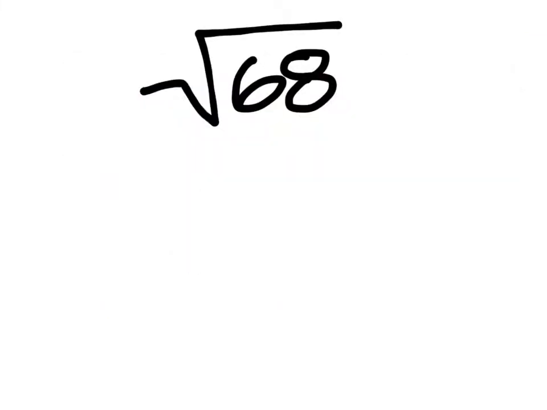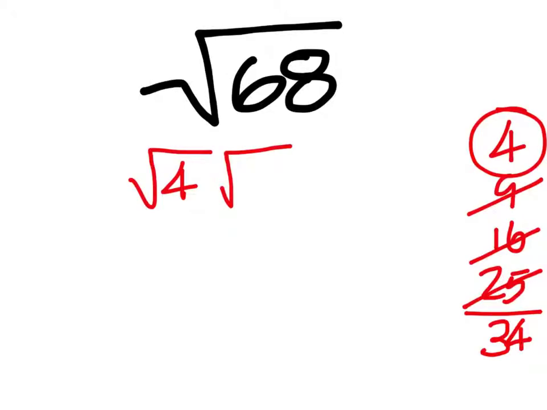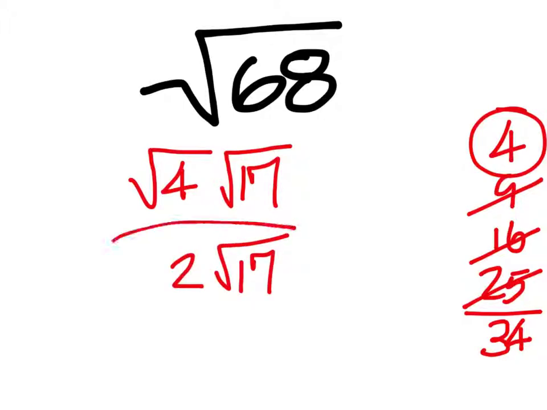What's the highest perfect square that can come out of 68? 17, yes. 4 times 17 is 68. 4 is the highest perfect square. Square root of 4 is 2, so it's 2 square root of 17.